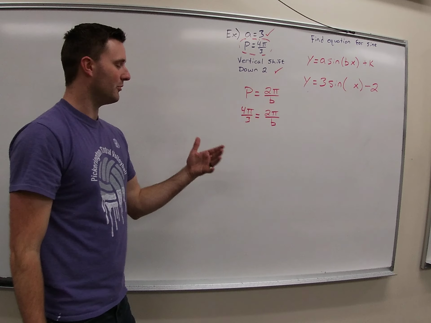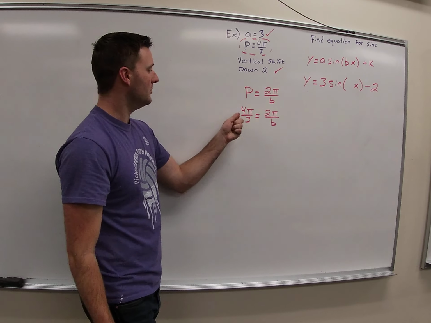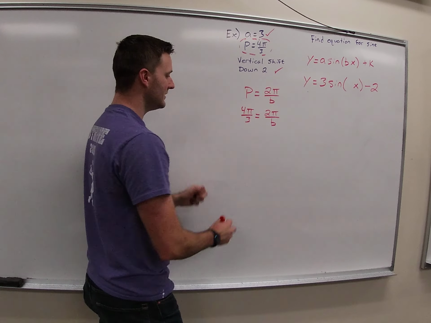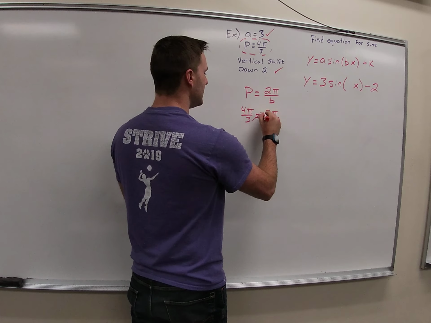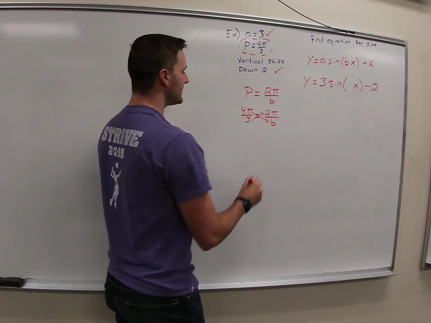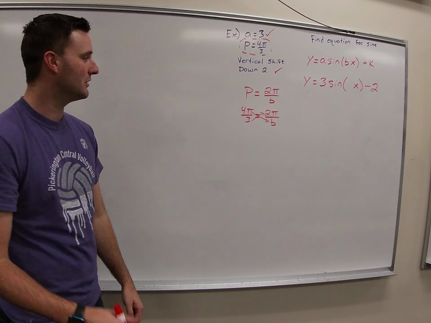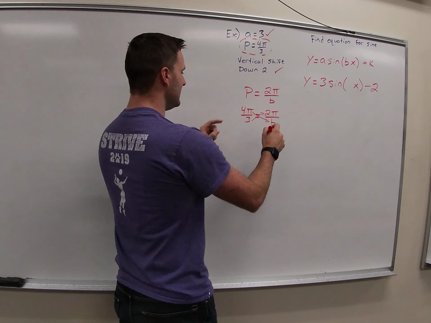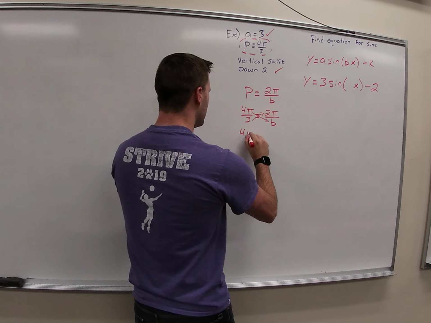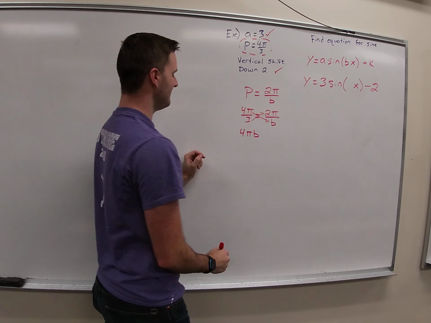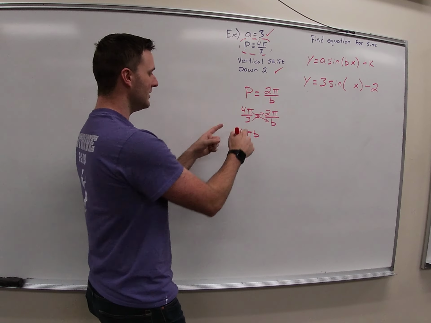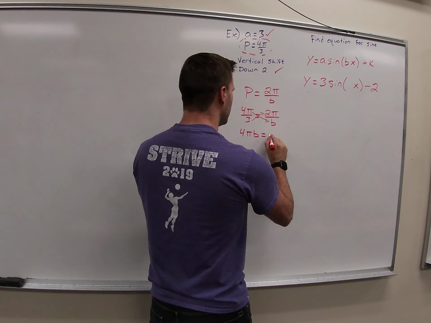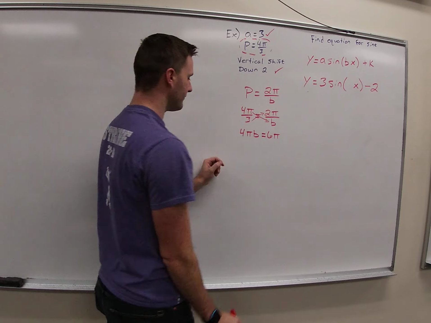Now, a lot of you guys are pretty good with this, but what do you do when you have a fraction equal to another fraction? I hear you. Some of you are screaming at your computer, cross multiply, right? And you're absolutely right. Doesn't matter the order, but 4 pi times b is going to be a weird 4 pi b, okay? So they just get attached. 3 times 2 pi, so equals 6 pi.